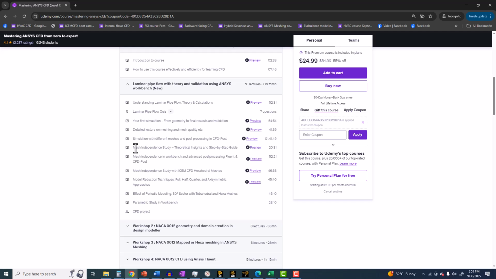Then I have gone to another important topic, the mesh dependence study. Here I have given theoretical insights into how the mesh dependence study is made. Then I have applied the same knowledge in practical scenarios, and we have done the mesh dependence study in the Workbench meshing. Then we walk through the advanced post-processing in Fluent and CFD Post. And then I have also done the mesh independence study with the ICEM CFD hexa meshes, which I provided directly instead of creating them in the Workbench.